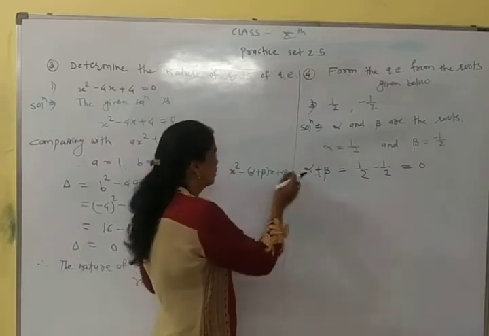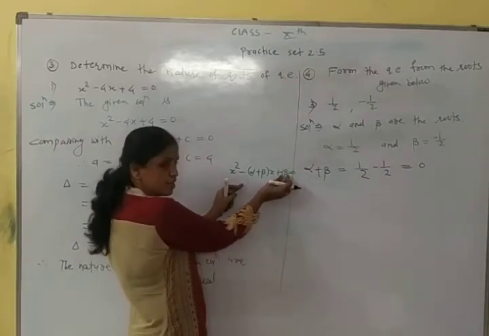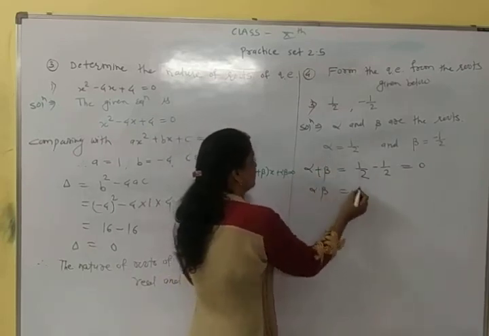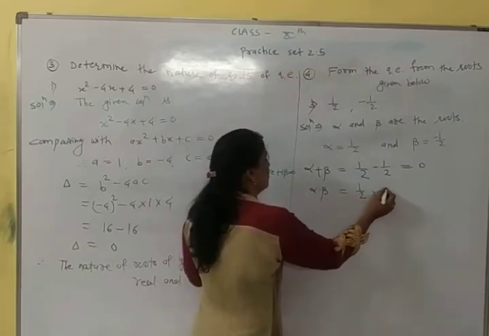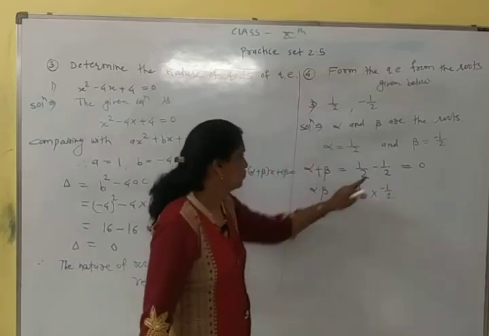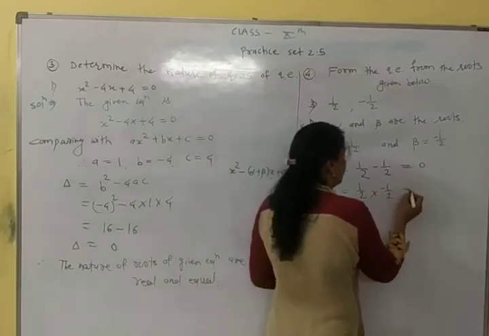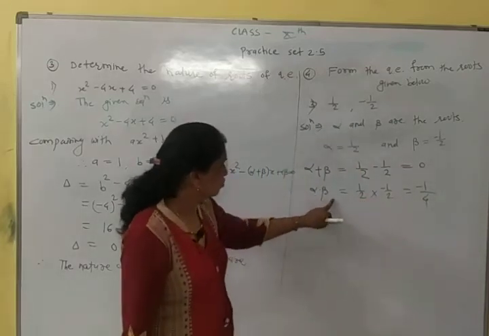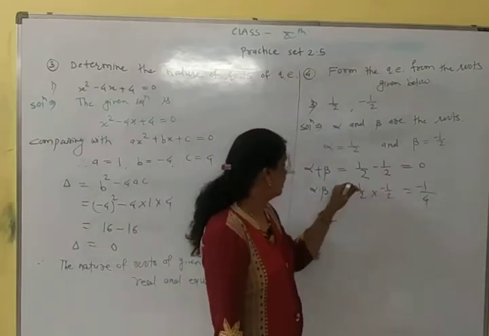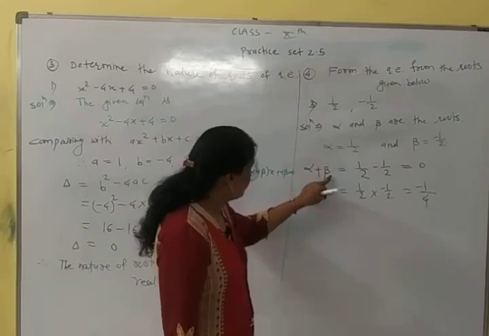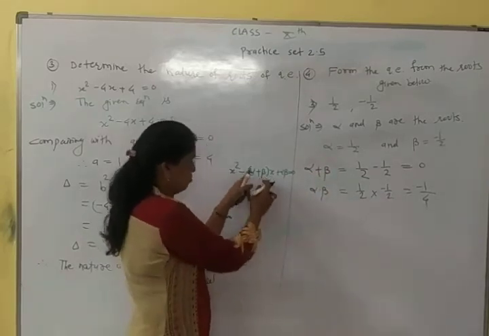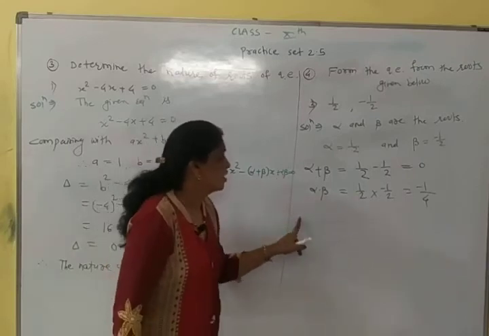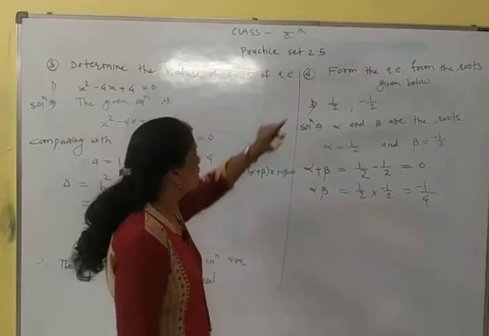Then find the product of two roots, alpha into beta. Alpha is equal to 1 by 2 and beta equal to minus 1 by 2. Okay, 1 into minus 1 is minus 1, and 2 2s are 4. Therefore the product of two roots is minus 1 by 4. Then put alpha plus beta equal to 0 and alpha into beta equal to minus 1 by 4 in this equation and form the new quadratic equation.